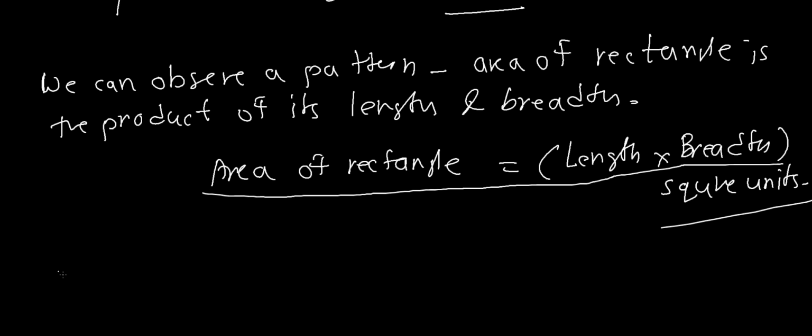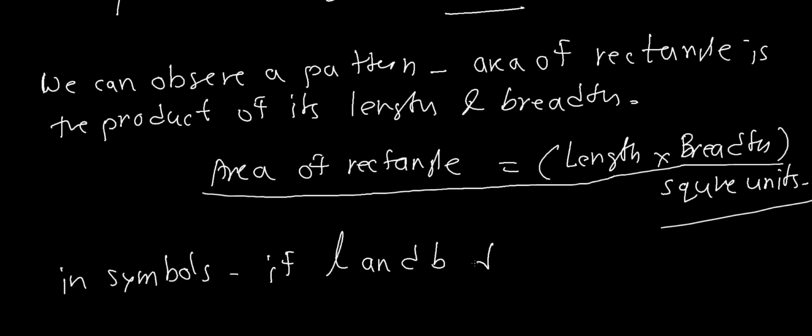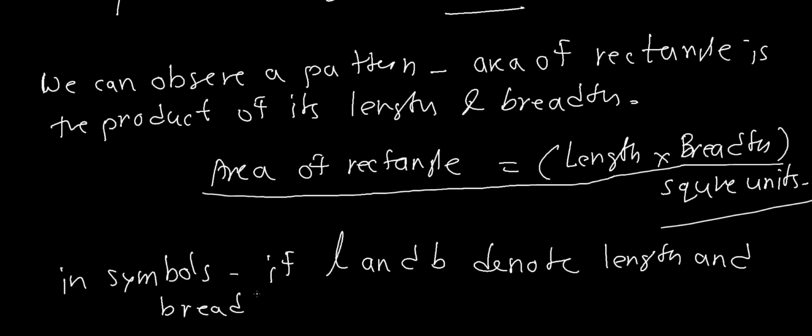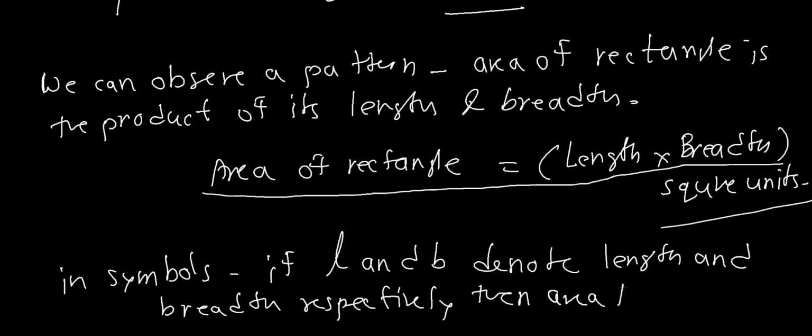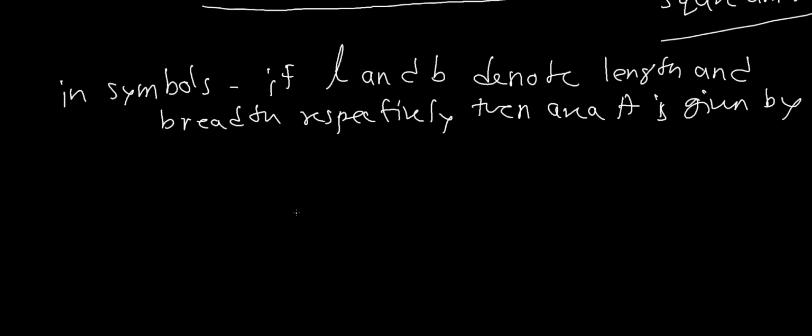So in symbols, if L and B denote length and breadth respectively, then area A is given by A equals length into breadth square units.